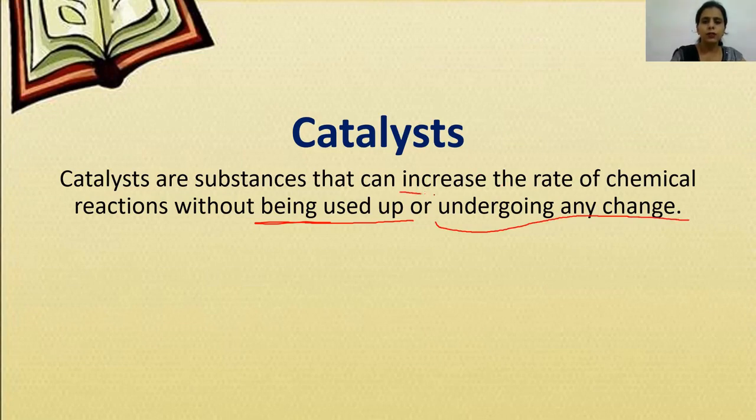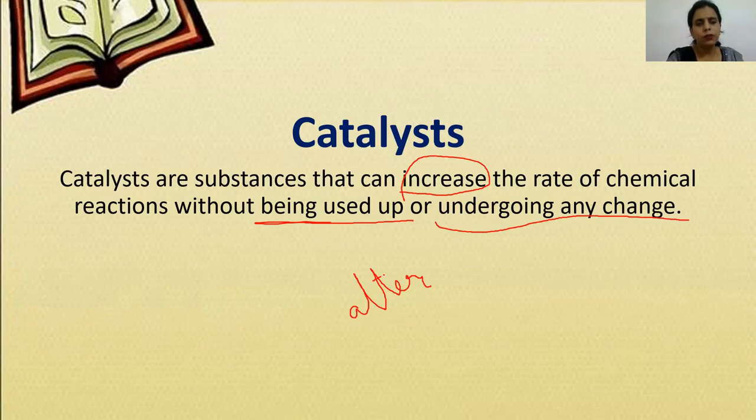Here, instead of using the word increase, we can also use another word, alter. So a catalyst is a substance that can increase the rate of chemical reactions or alter the rate of chemical reactions without being used up or undergoing any change.